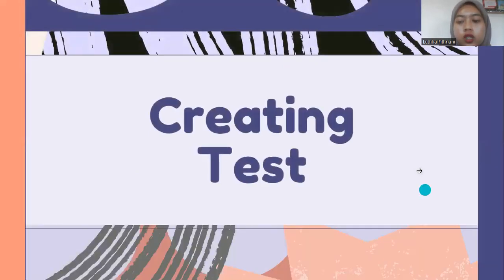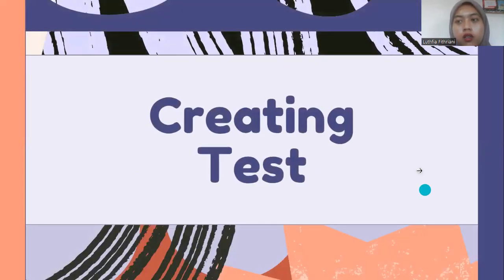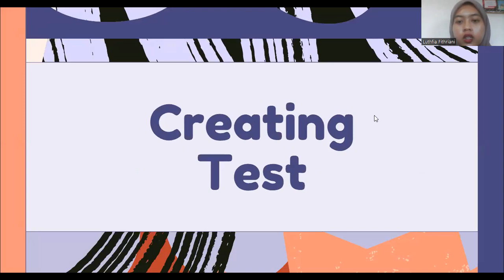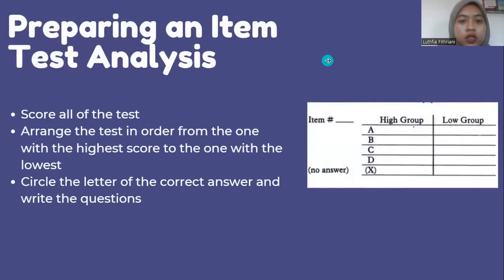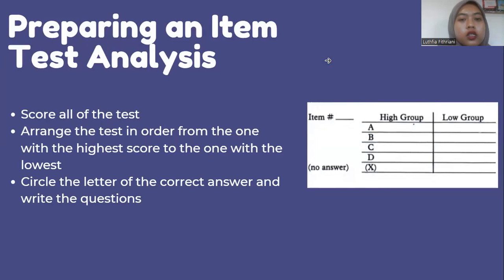Now we will move to the second topic. It is creating tasks. So after conducting a test, the teacher can evaluate their task by following some steps. The first is preparing an item test analysis. So after conducting a test to the students, the teacher should score all of the tests.